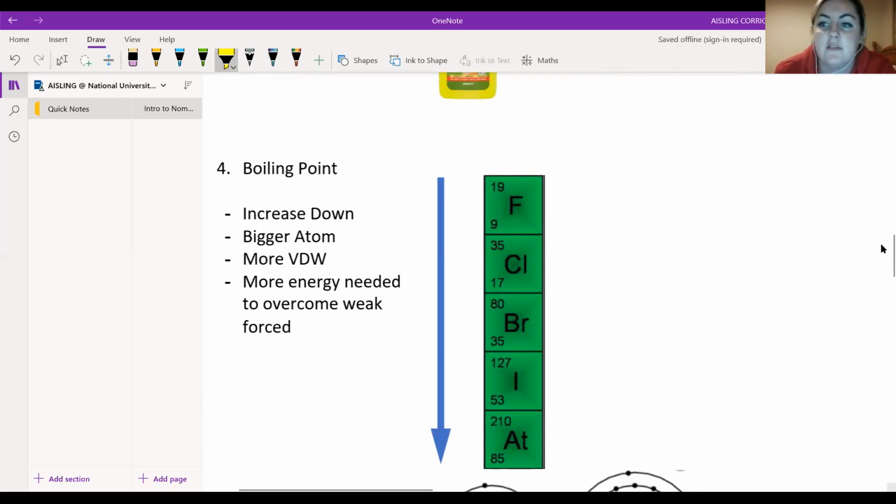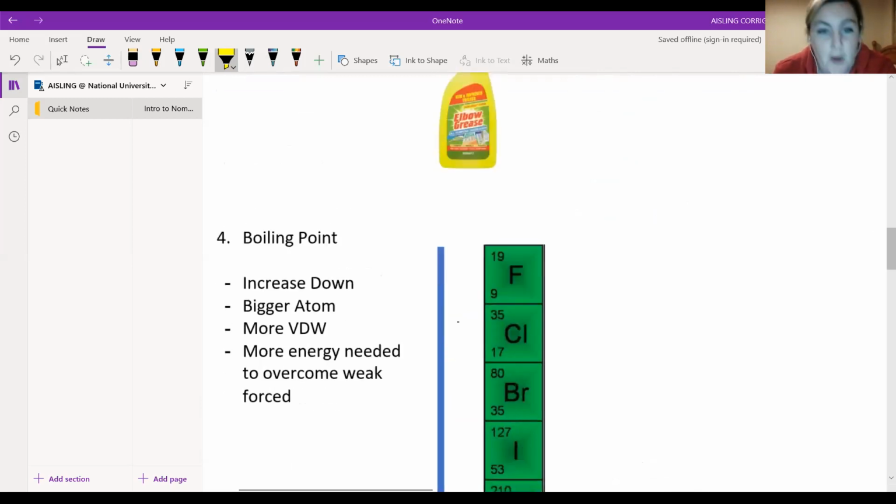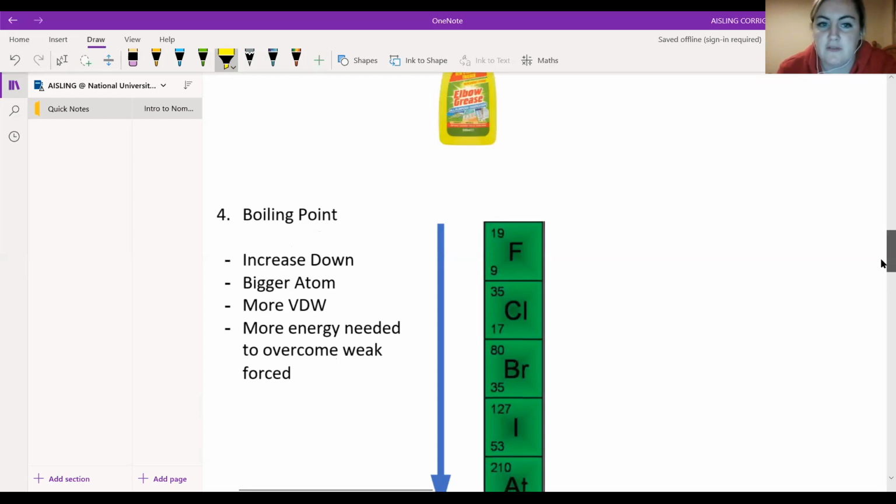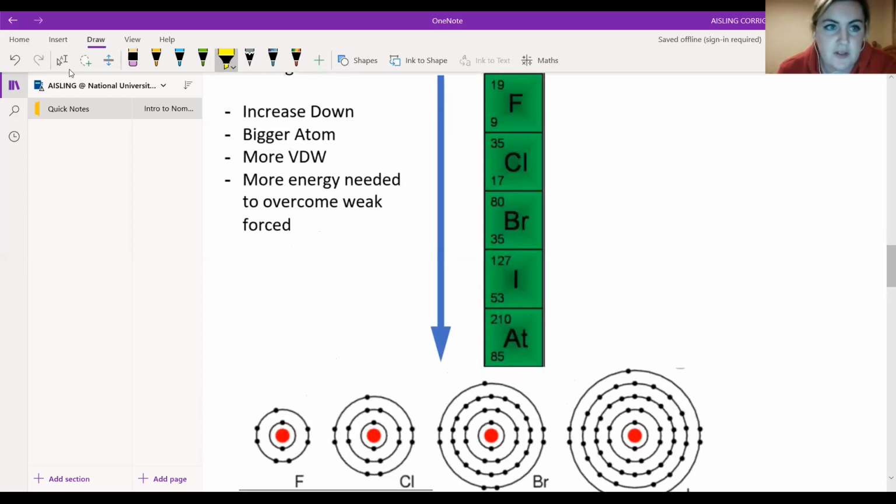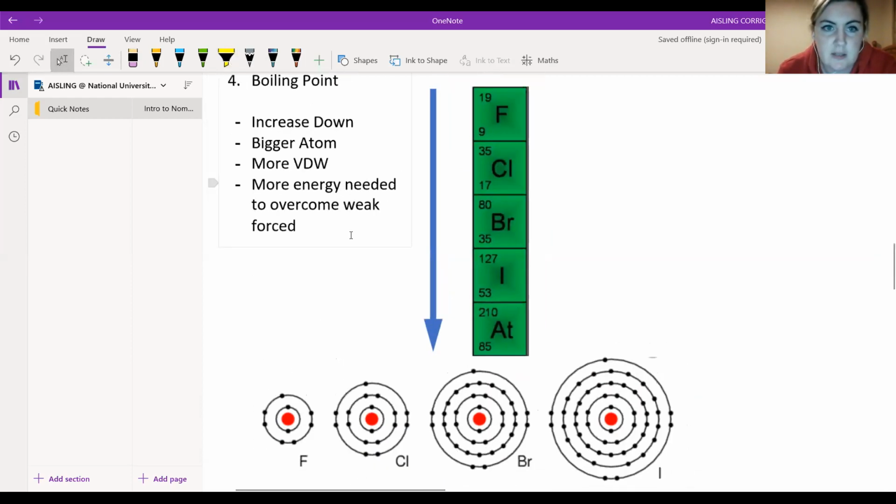Why is that? Even though I've got points here, I'd still ask you to formulate your own sentence: why is that? What are the points there? What is it exactly? Well, we're going to use this image down here as well for reference.